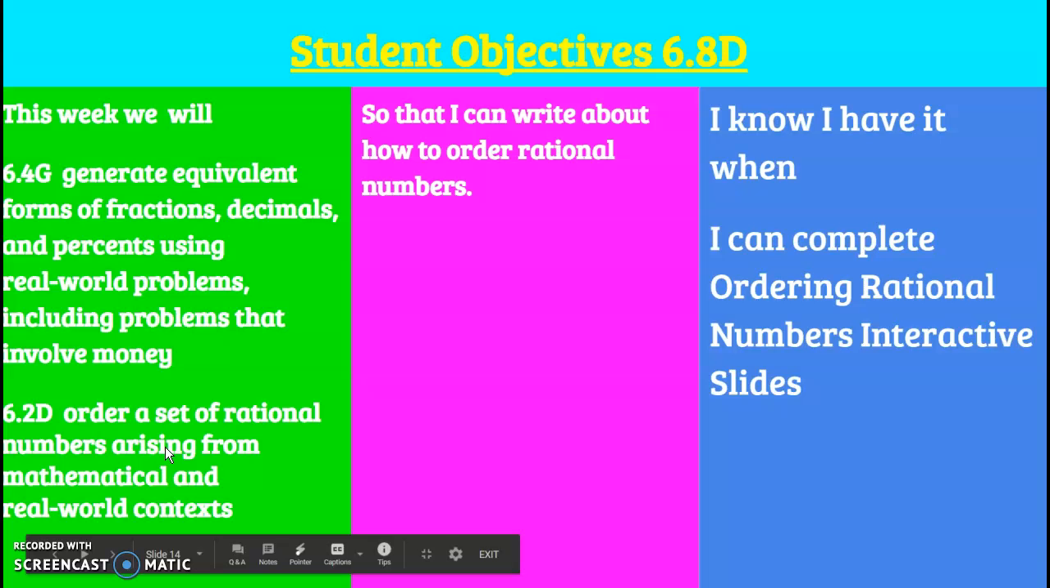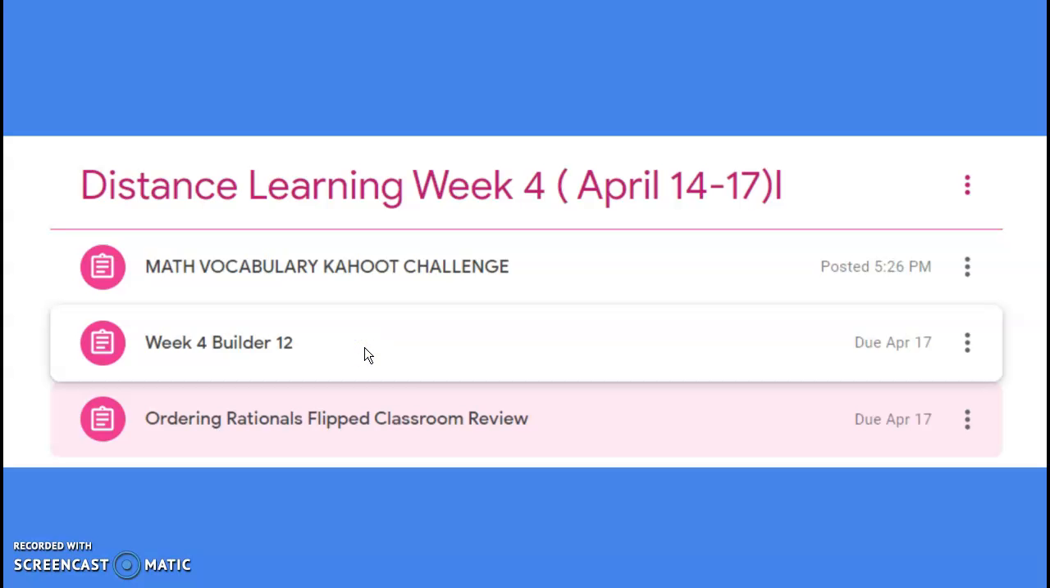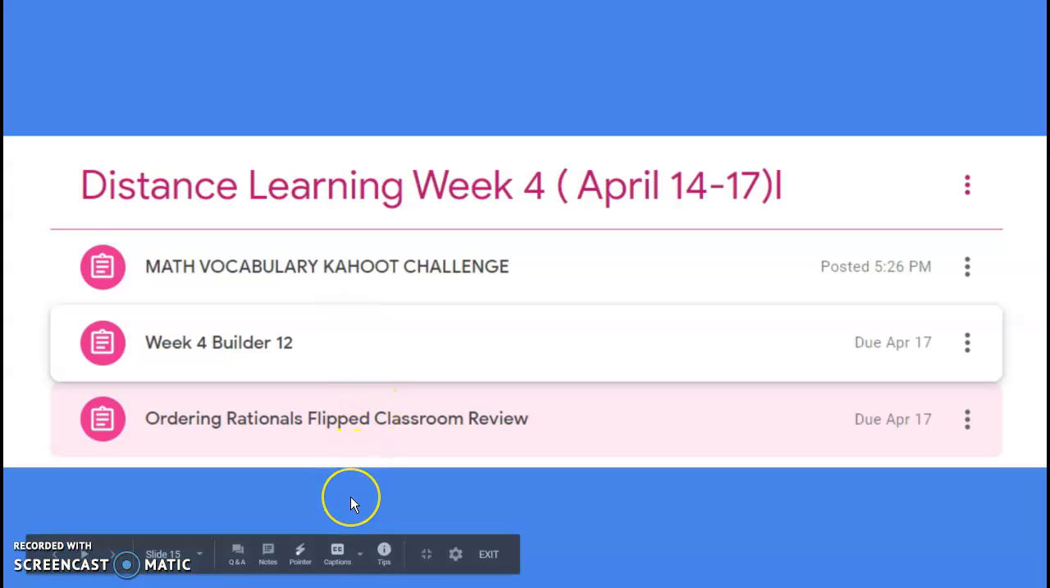This week's objectives are to generate equivalent forms of fractions, decimals, and percents using real-world problems. Also, you're going to order sets of rational numbers, also using real-world problems. You're going to write about ordering rational numbers, and you're going to complete some interactive things in regards to rational numbers. Your assignments for this week are the Math Vocabulary Kahoot Challenge, Week 4 Builder 12, and Ordering Rational Numbers Flipped Classroom Review.